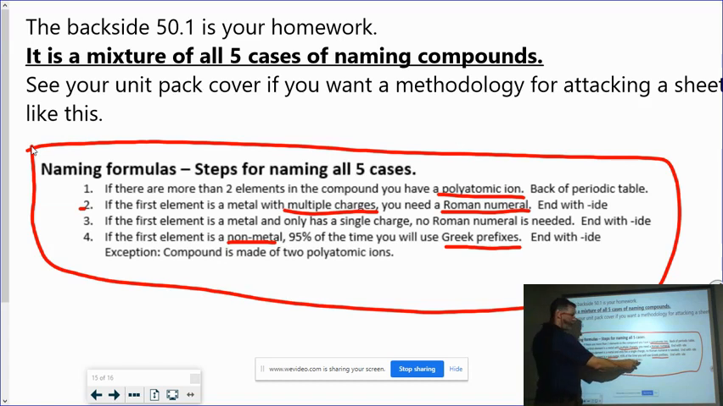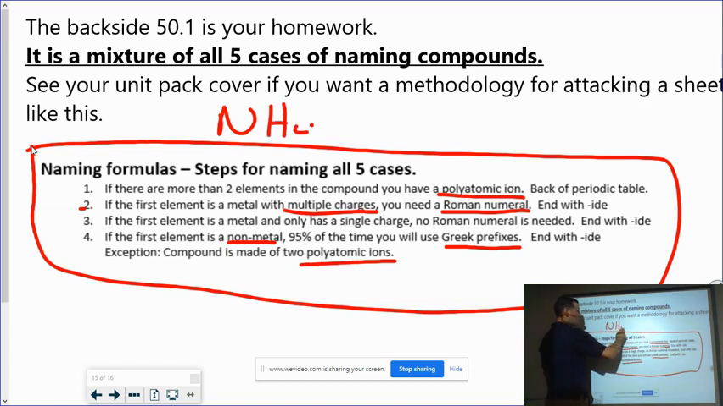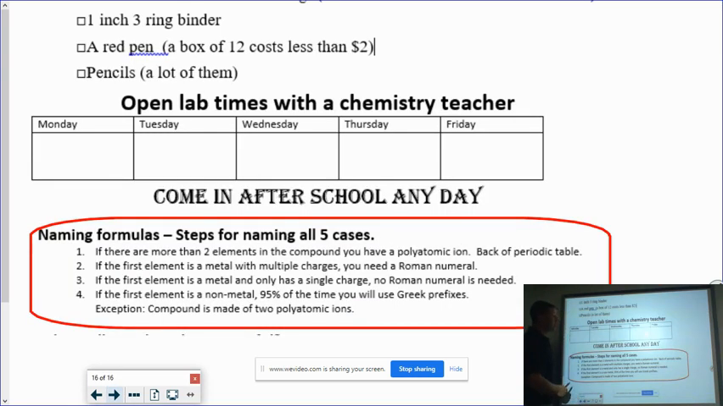There is an exception when you have 2 polyatomic ions. So that would be the ammonium ion with some other polyatomic ion. So again, this is your cover. These steps are right here. You might want to use those as you're going through, but it's those 5 different types of naming compounds that we taught you so far. You just have to decide which rules you need to use for each setup.